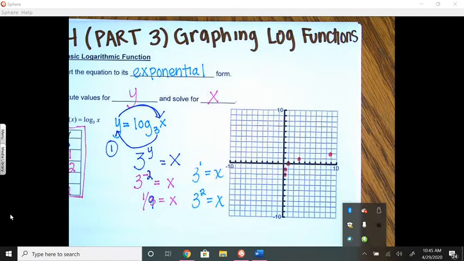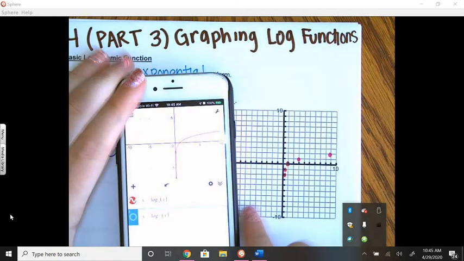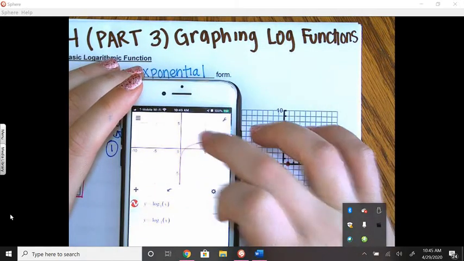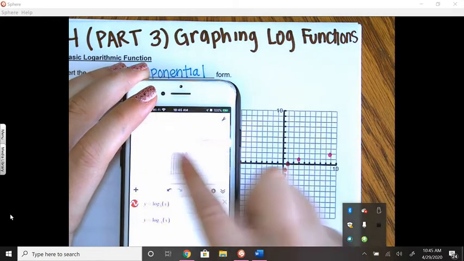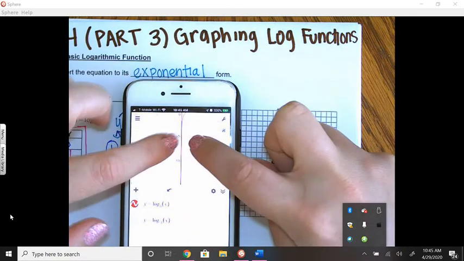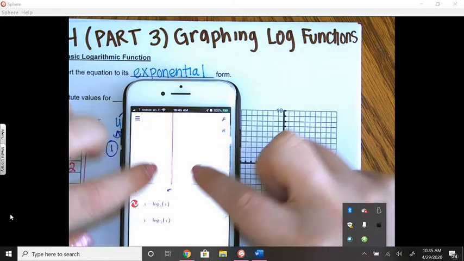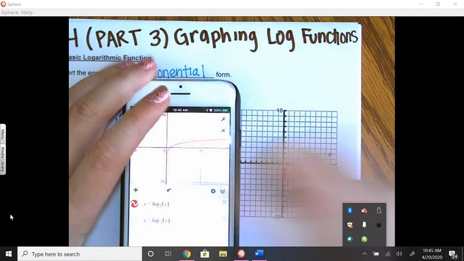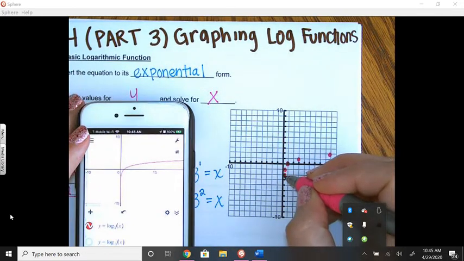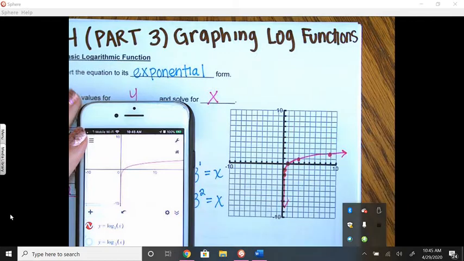After we've plotted our points, since this is the first time we've graphed a logarithm, we want to use a graphing calculator to see more points. If we take a look here, we can see that it's going to go on infinitely. It keeps going and going in that curved shape. And on this side, it gets so close it looks like it's on the y-axis, but it's not. So when we connect these points, we make this keep going that way, and it will never cross the y-axis.